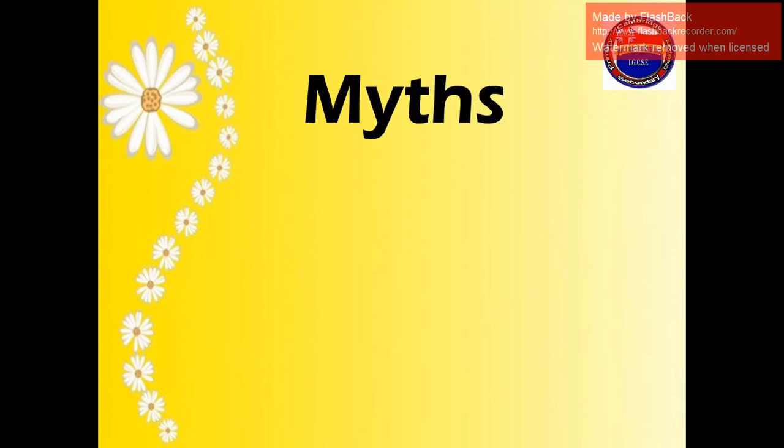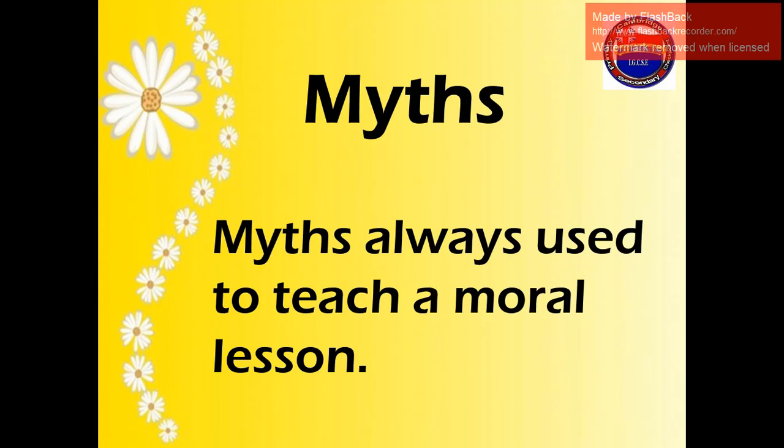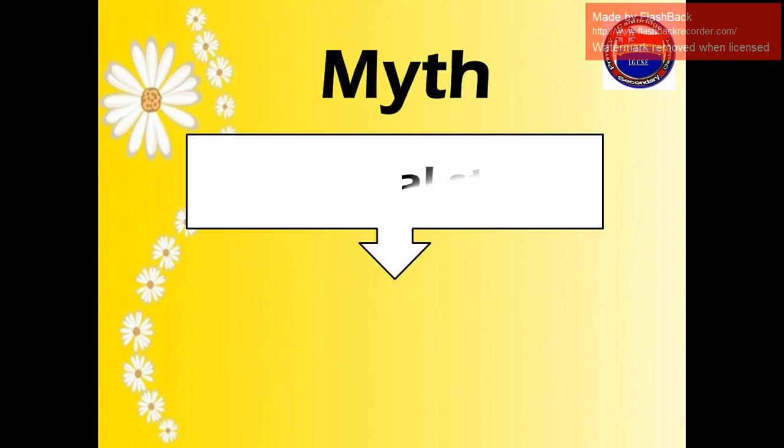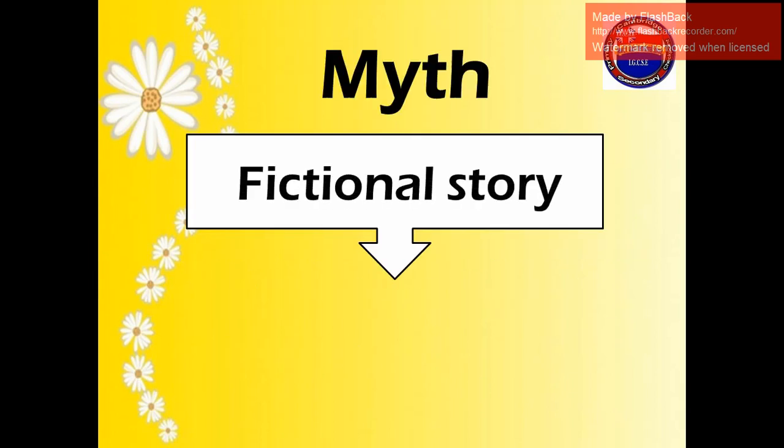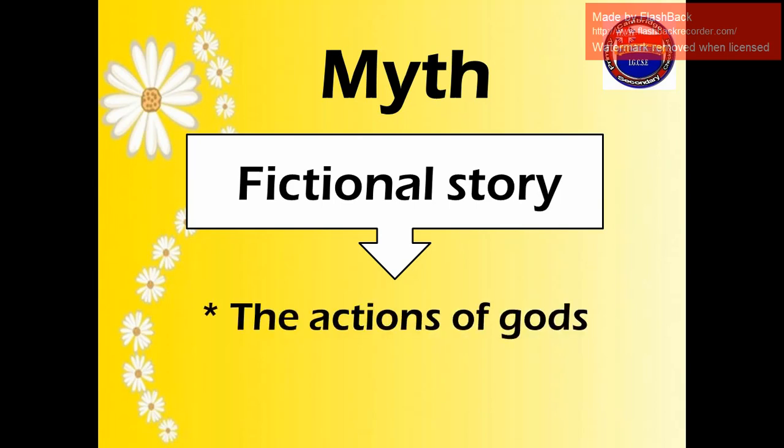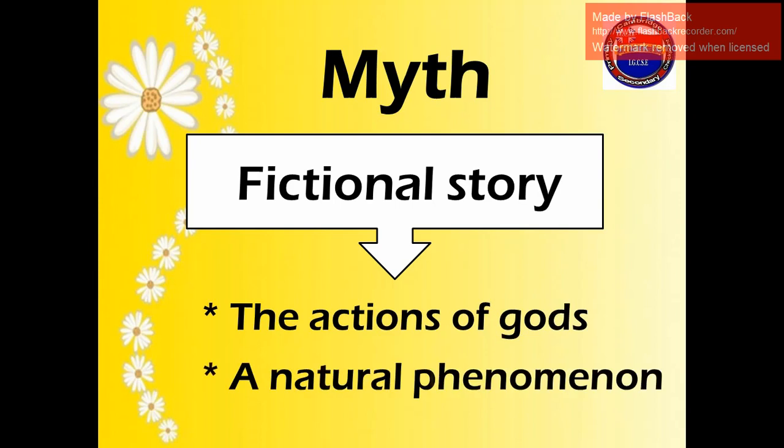Myths were always used to teach a moral lesson. So, they were often told to children to teach them about proper behavior or good manners. Although we now view these stories as fictional, the Greeks believed them to be true. So, if we want to give a definition for a myth, we can say that myths are fictional stories that explain the actions of gods or the causes of a natural phenomenon, and they usually involve supernatural elements.